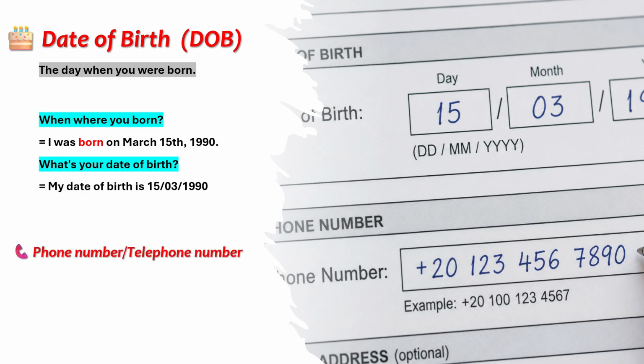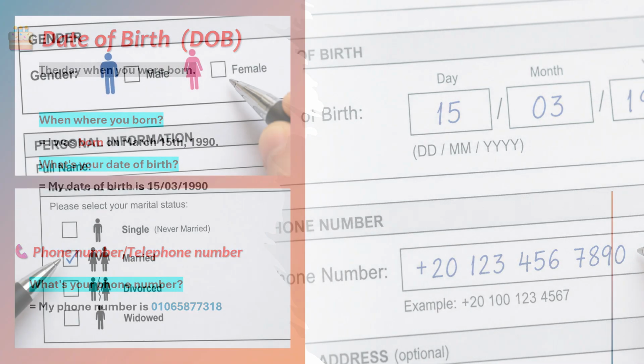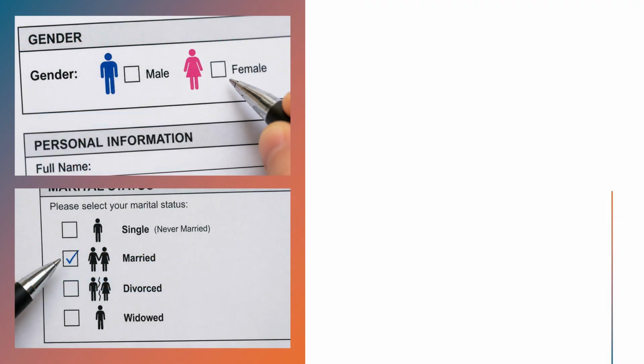The next thing you would be asked to fill in a form is your phone number. If you want to ask someone about his phone number, you say, "What's your phone number?" And the answer would be, "My phone number is." The next thing you'd find in a form is the gender. The gender is if you are male or female. If you are a boy or a man, you are a male. If you are a lady, a girl, or a woman, you are a female.